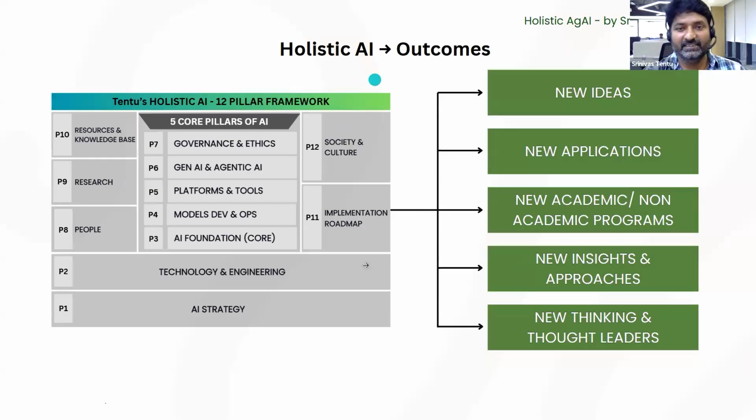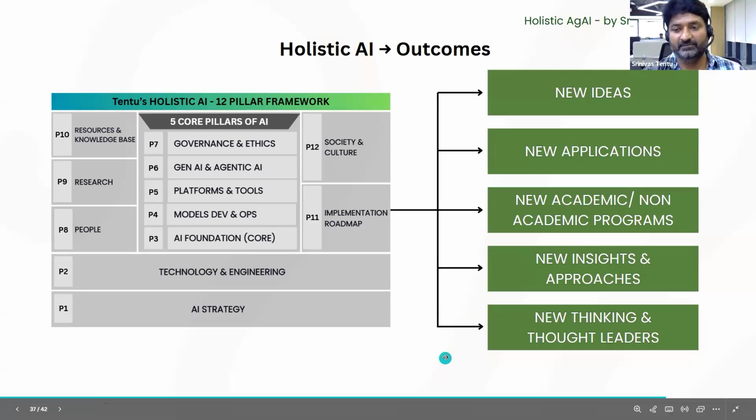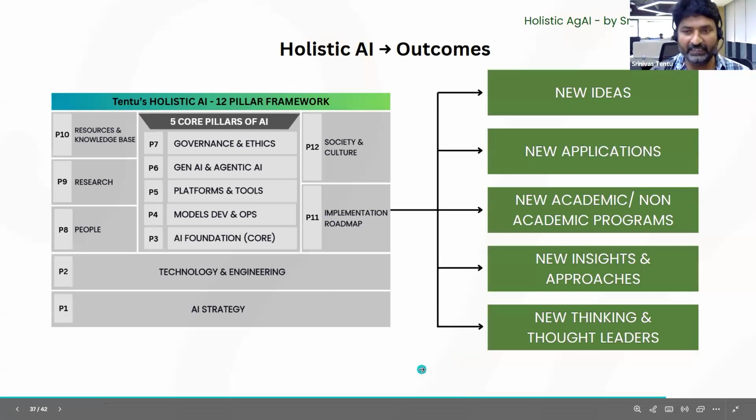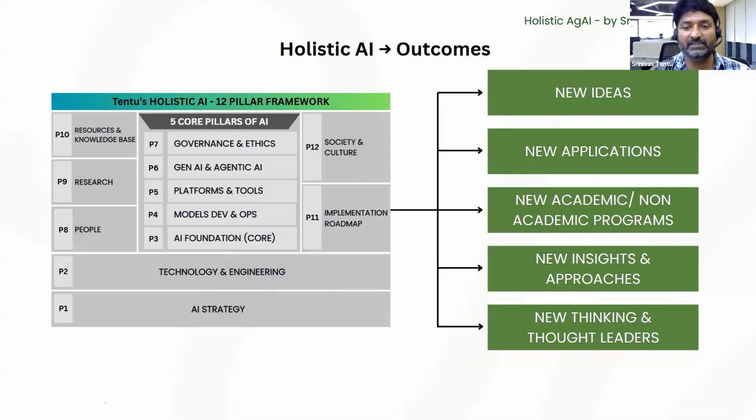See, these are the final outcomes from this holistic AI. By understanding all these things, what are the outcomes? Okay, you are telling great. This framework gives a clear picture, but what are the outcomes of this framework? First and foremost, by understanding the big picture, you will get new ideas, new applications, new academic and non-academic programs we can design, new insights and approaches, new thinking and thought leaders. That is the ultimate goal.